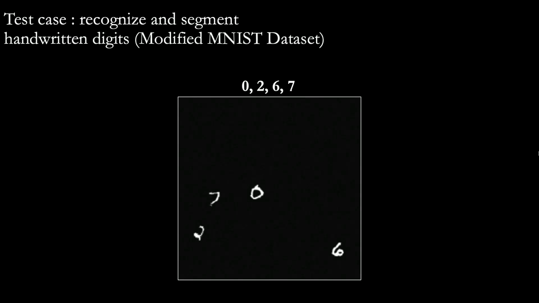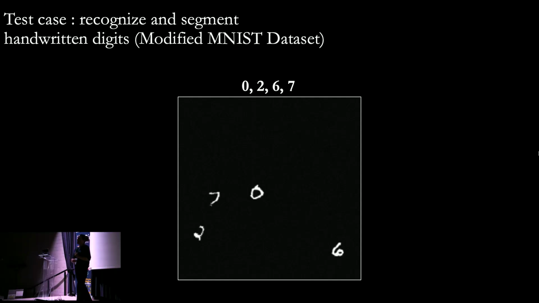To explain how we did it, I will use an easy case of a modified MNIST data set where we have handwritten digits and we can have multiple digits on the same image. And the goal here is to produce a segmentation map of each digit, but without telling the network where the digits are, just telling the network that there is a 0, a 2, a 7, and a 6.